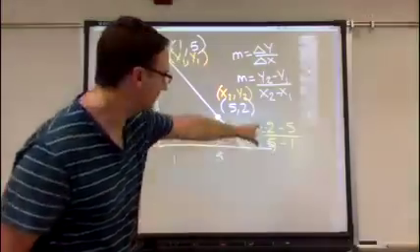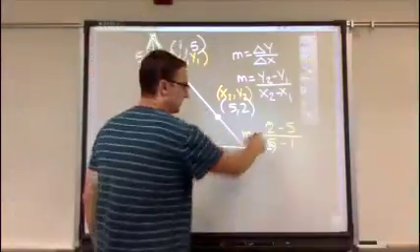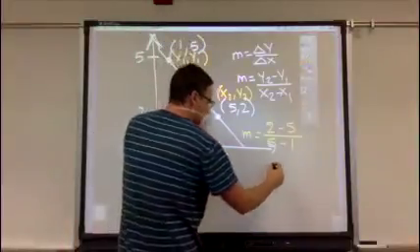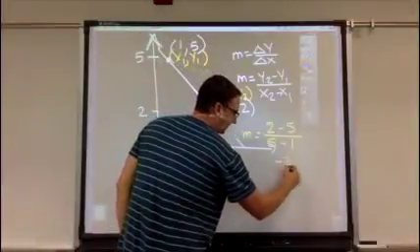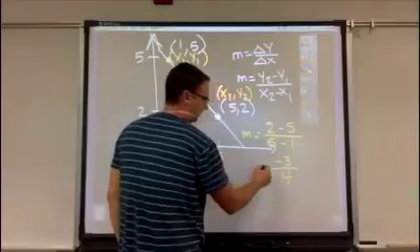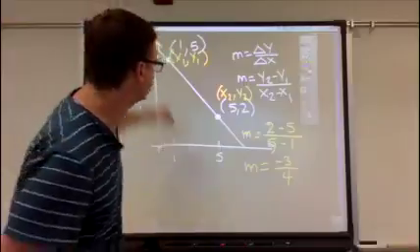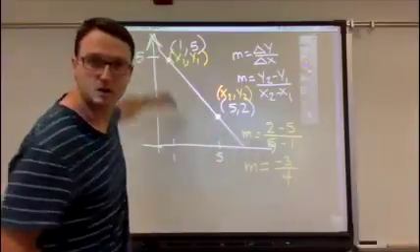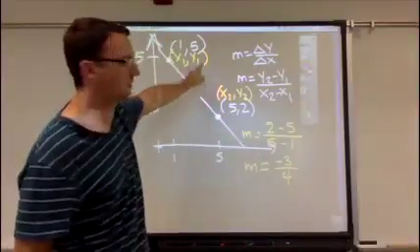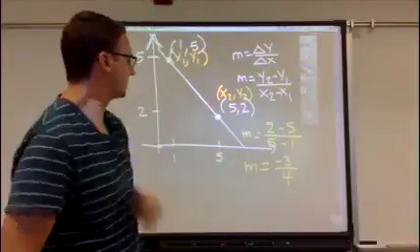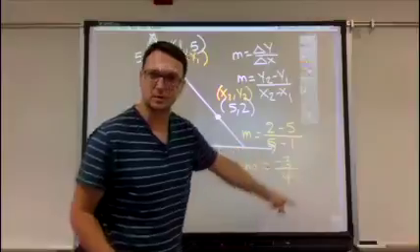So we have 2 minus 5 over 5 minus 1. 2 minus 5 is not a positive number. That's a negative number. So we end up getting negative 3 over 4. And we know that's going to be a negative slope because we have a downhill. Okay? It's going down. As we go across, it's going lower and lower, not higher and higher. So that is a correct slope that we want.